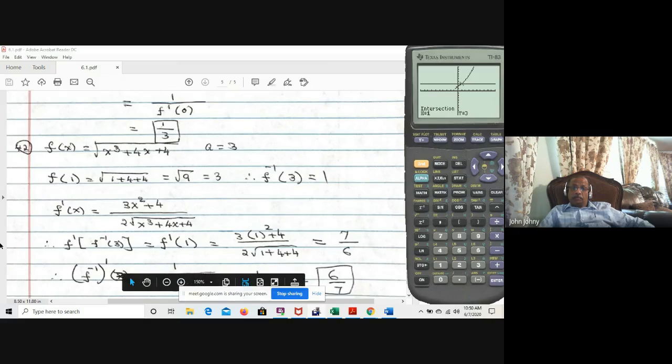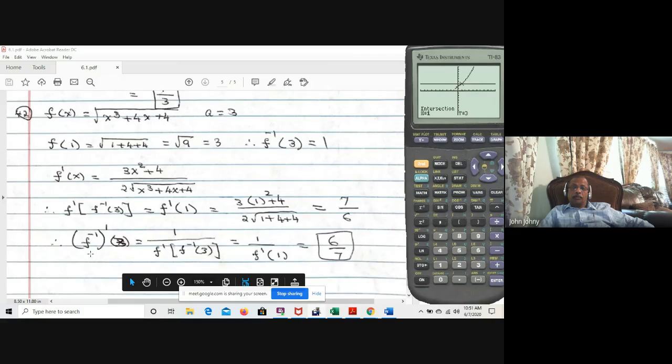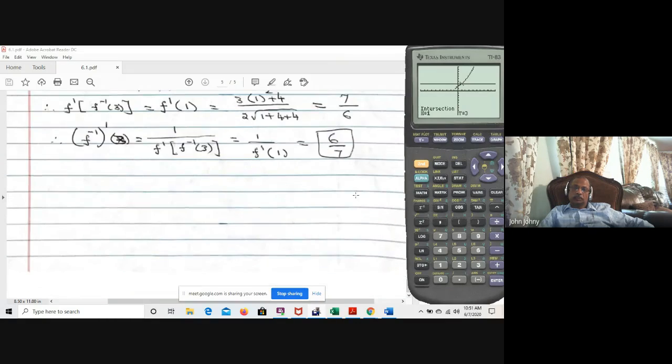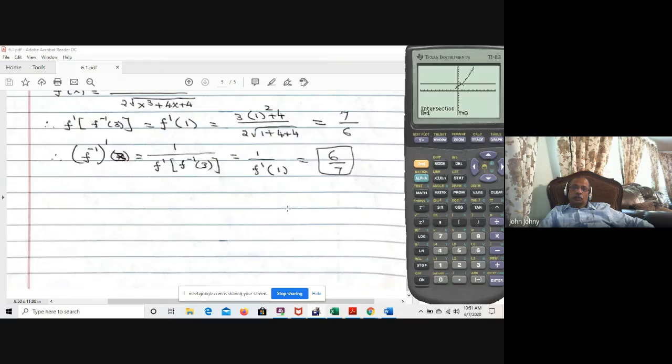Now f prime of f inverse of 3, that is f prime of 1. Substitute x is equal to 1 here. So 3 times 1 squared plus 4 divided by 2 times square root of 1 cubed plus 4 times 1 plus 4. That is 7 over 6. Therefore, f inverse prime of 3 is 1 over f prime of 1, which is reciprocal of 7 over 6. Answer is 6 over 7. Okay, that's all about that section.